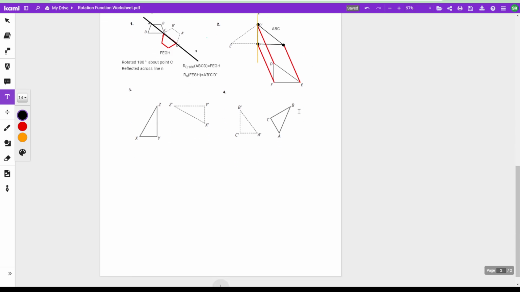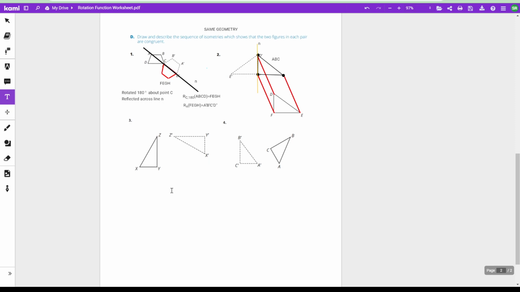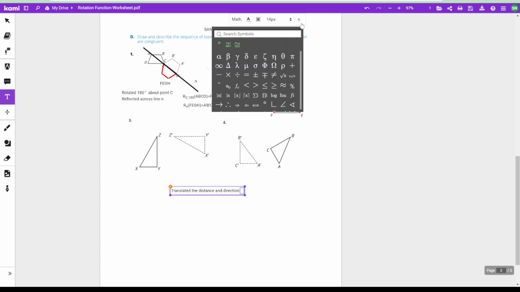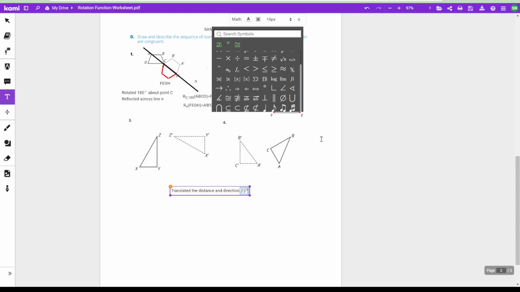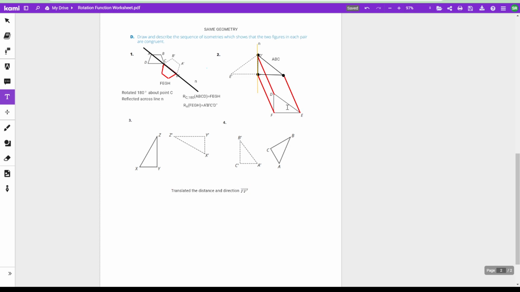And so then we can describe this operation. Again, we can do that in words or in function notation. Let's start with words. We can say translated the distance and direction F to F prime. And actually we could do that as a line segment, so let's get the line segment notation and put F, F prime. So that was the first step of our operation here.